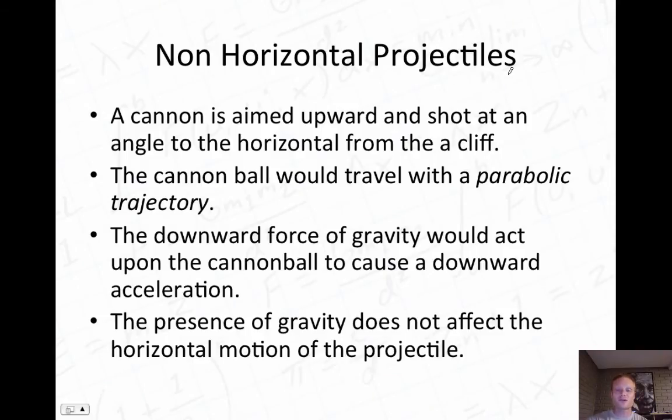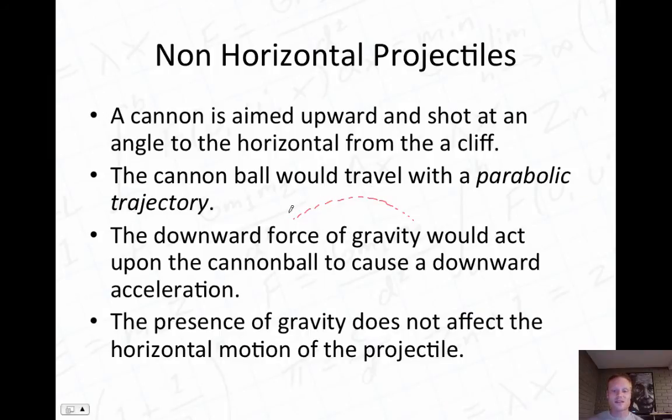So what about non-horizontal projectiles? Like ones you would shoot up into the air. Say a cannon is aimed upward instead of straight across and shot at an angle to the horizontal from a cliff. The cannonball would have a parabolic trajectory. Basically it looks something like, and I'm not a real good artist, something like that. Okay, that's kind of curved. And actually there's a lot of symmetry to projectile motion, and that's going to be a way that we can solve problems.